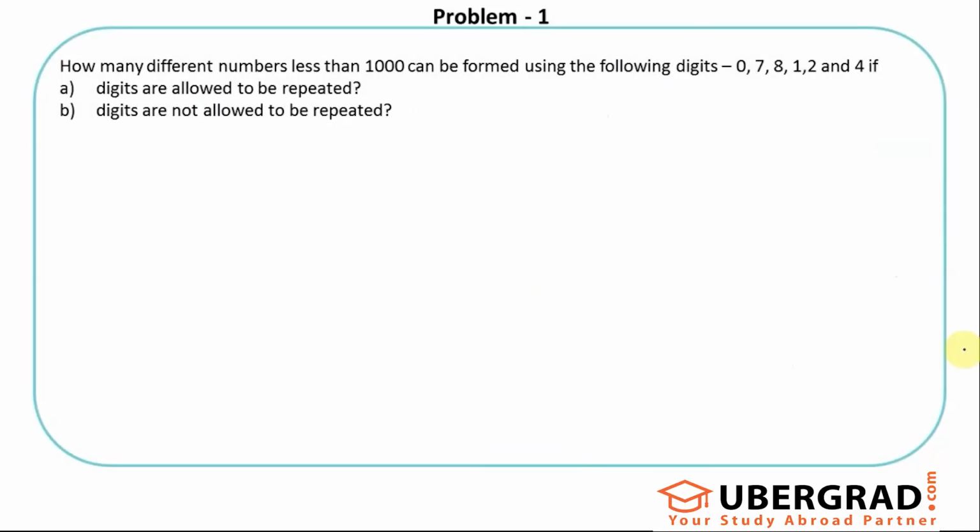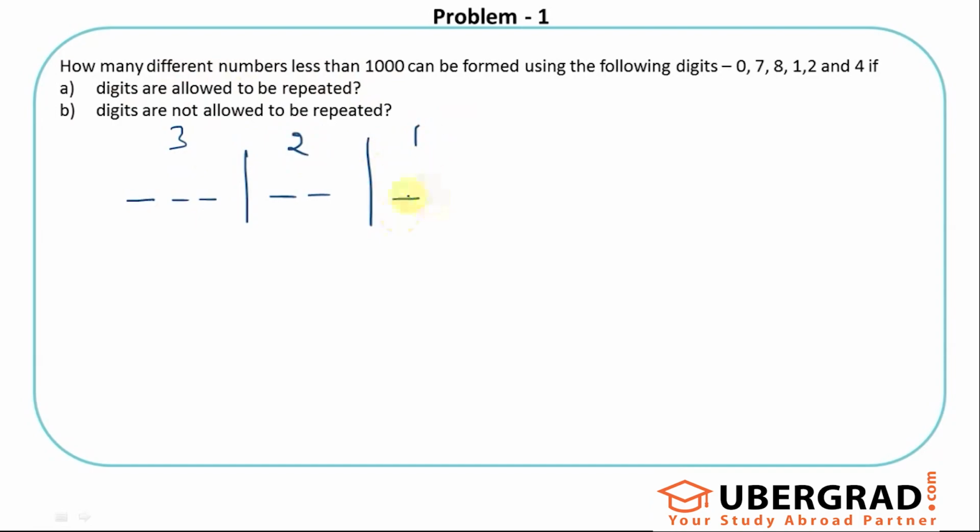So let's solve problems. How many numbers less than 1000 can be formed using the following digits 0, 7, 8, 1, 2, and 4, if the digits are allowed to be repeated and not allowed to be repeated? So let's focus on digits allowed to be repeated. Understand the numbers less than 1000 are 3-digit numbers, 2-digit numbers and 1-digit numbers. Please keep that in mind. It's not saying 3-digit numbers less than 1000. It's saying how many different numbers less than 1000 can be formed.